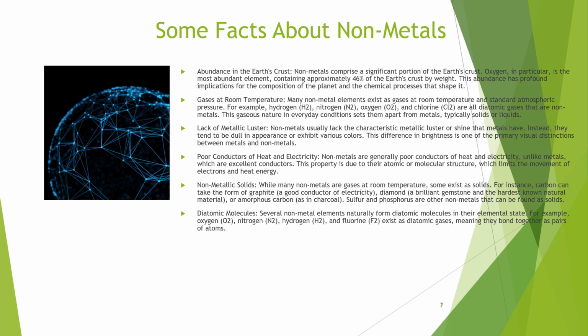Nonmetals comprise a significant portion of the Earth's crust. Oxygen in particular is the most abundant element, making up approximately 46% of the Earth's crust by weight. This abundance has profound implications for the composition of the planet and the chemical processes that shape it. If you would like to look at these facts about nonmetals, though they're not connected to our chapter, please have a look.